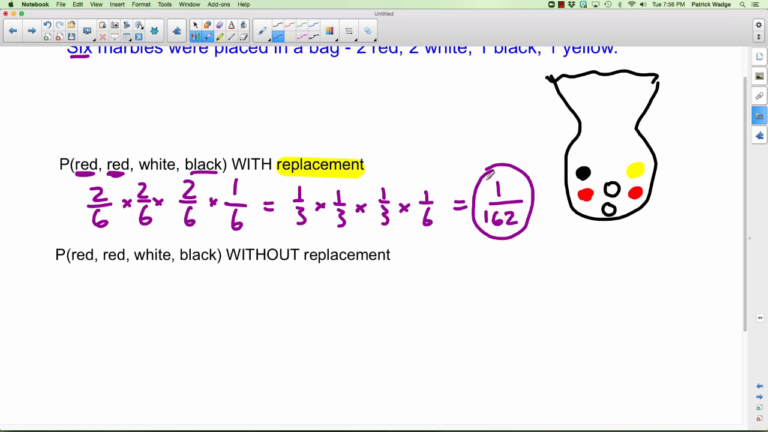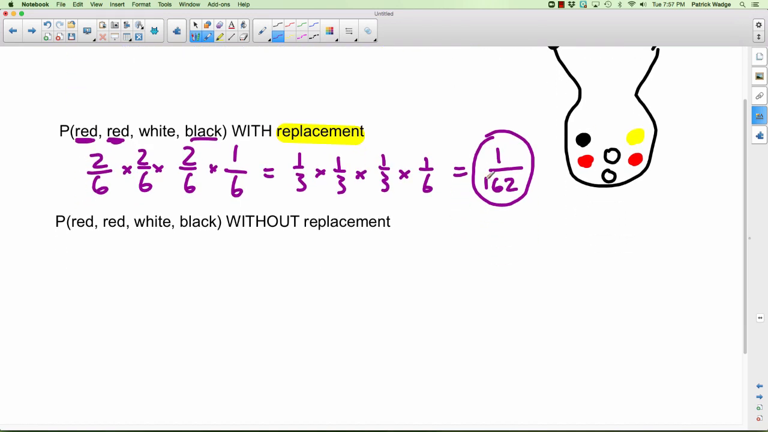Okay, now we're going to do the same question, but this time we're going to do it without replacement. So this is dependent probability. We want to start by picking out a red. Guess what? It's going to be the same as here, right? There's 6 total in here. How many of them are favorable? How many of them are red? 2. So just like we did before. But this time, when I remove one of those red ones, I'm not putting it back. So this is going to change things.